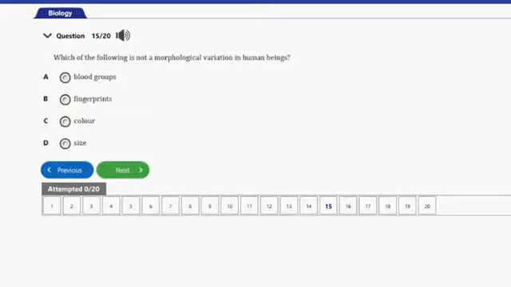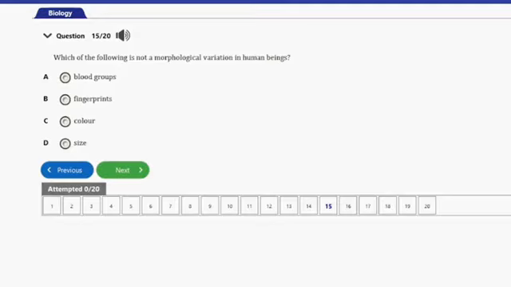So let's go ahead and consider the next question, guys. Question number 15 here, it says, which of the following is not a morphological variation in human beings? We have A. Blood groups, B. Fingerprints, C. Color, D. Size. So guys, the answer to this question here is option A, and that's blood group.